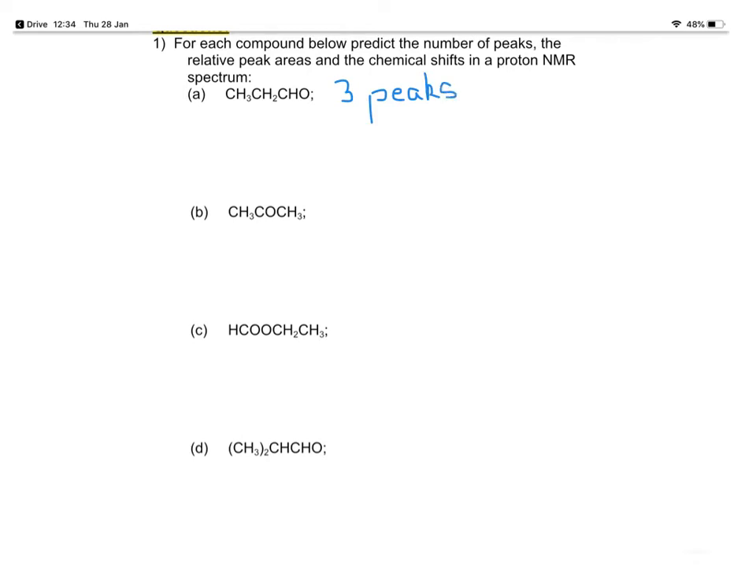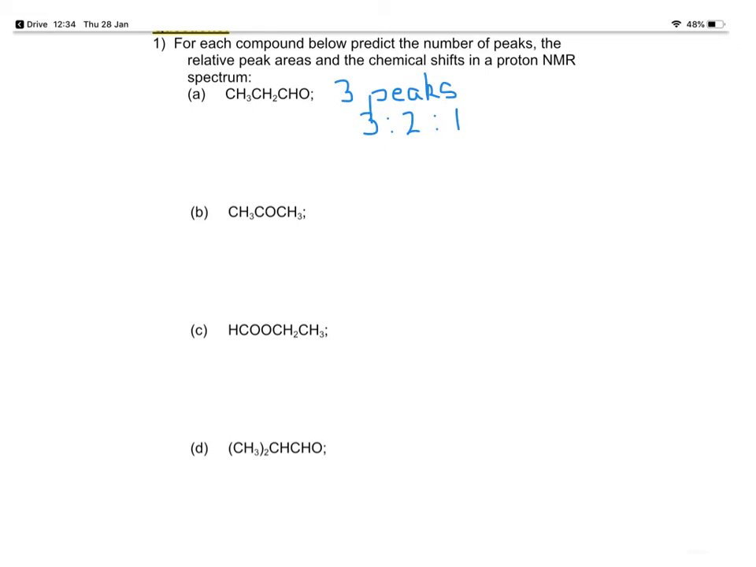Now I'm asked for the relative peak areas. Remember that's to do with the number of hydrogens. So the peaks would be in the ratio, their area, would be in the ratio 3 to 2 to 1. And you would be given that information like you saw at the start of the lesson in an integration trace. Now we're asked for the chemical shifts, and that's where you'll need your data sheet.